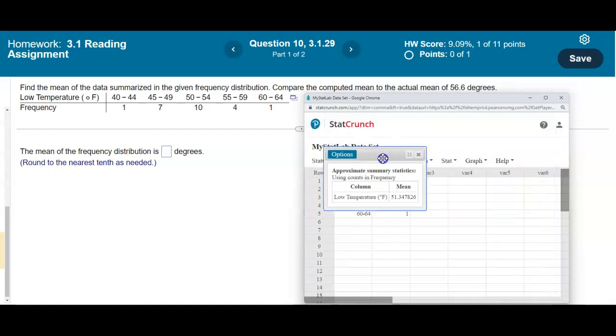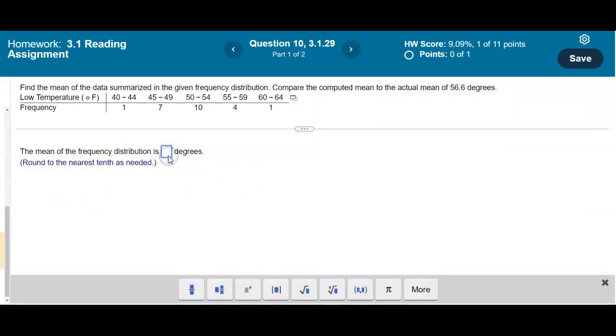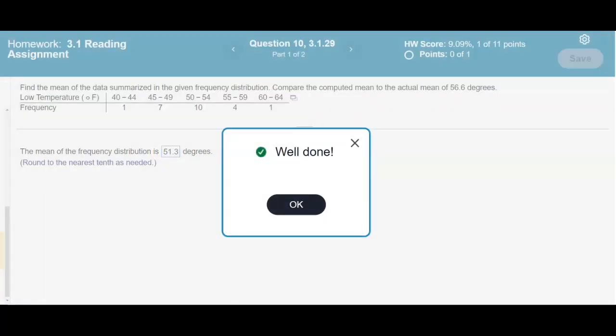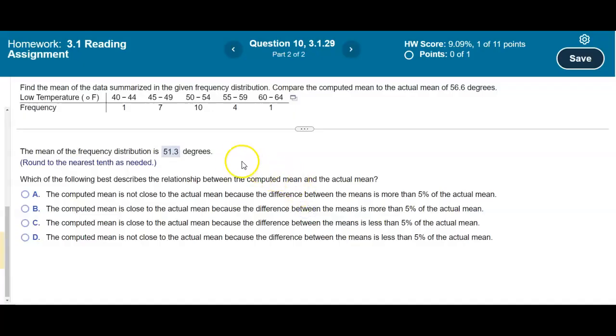So now we have our mean. And our mean, we can see here, it says rounded to the nearest tenth. So if we round it to the nearest tenth, we're going to get 51.3. So therefore, 51.3 degrees. Okay, so there's our mean. Now they want us to compare the computed mean to the actual mean of 56.6 degrees. So here's the computed mean, and here is the actual mean of 56.6 degrees.